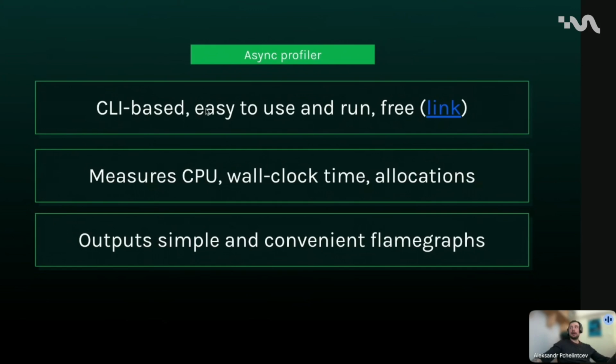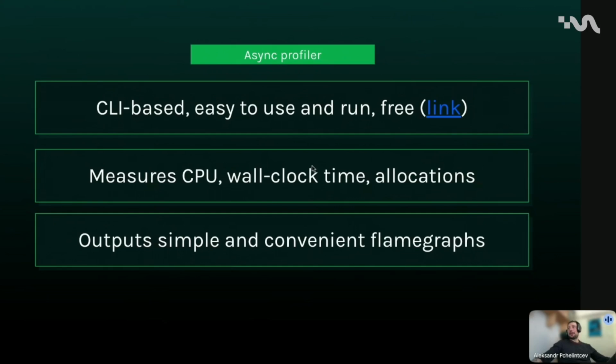It's one executable file that you just drop in wherever your software runs, and there's no need to reconfigure your app or anything. You just start it, and it's ready to roll. It's free, and it's open source. There's a link to GitHub. It can measure all sorts of metrics. In this case, we were after CPU, but wall clock time, executions, memory allocations, etc., are also available to trace.